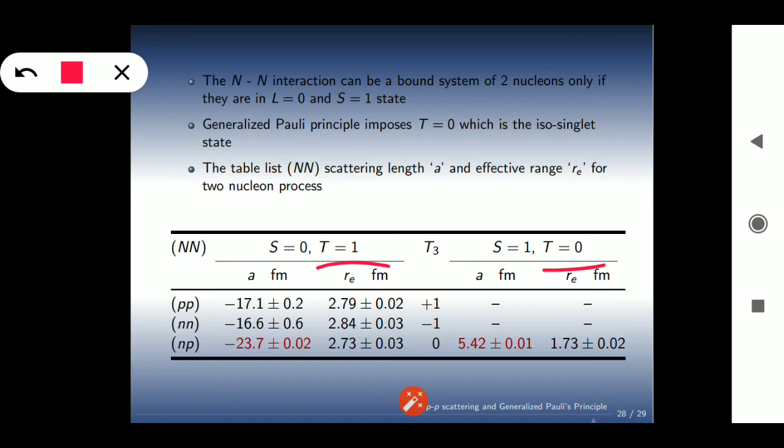Now here, for the A values in this table, you can find that all these A values are negative, whereas for isospin singlet, the A value is positive. Note that. Second thing, the scattering length A is nearly the same for PP and NN systems, and it is different from the NP system. And this effective range is almost the same for all these cases. Now keep that in mind.